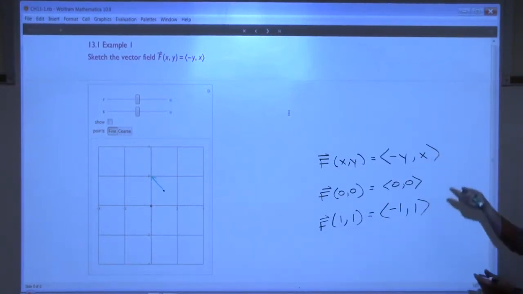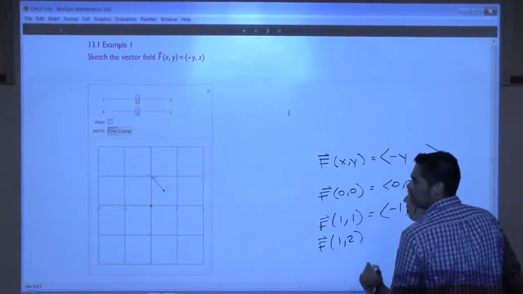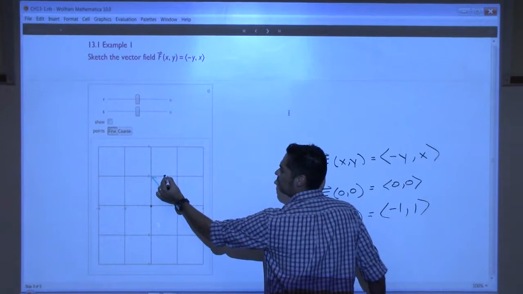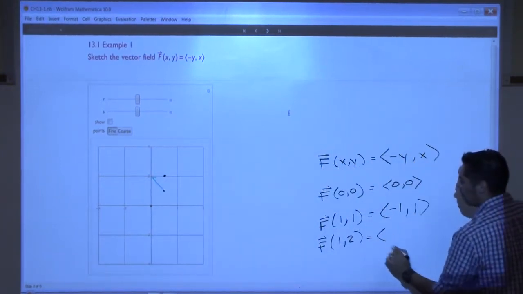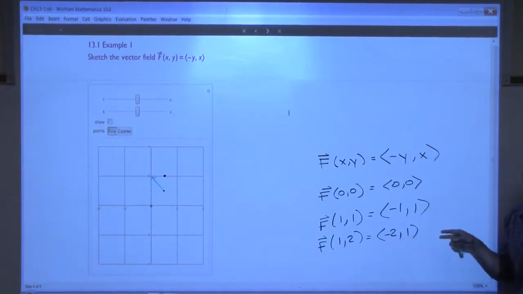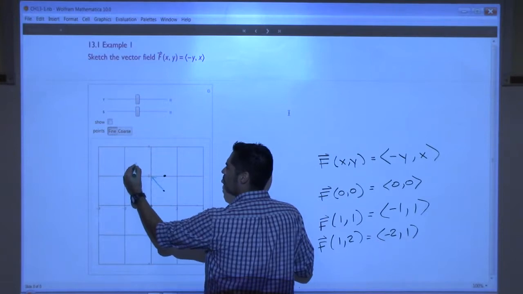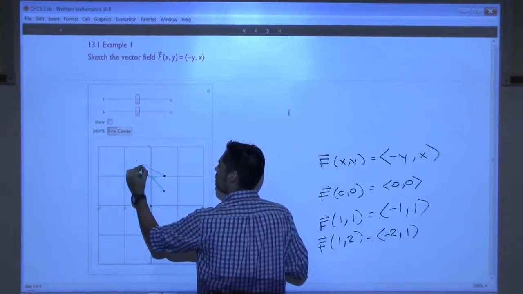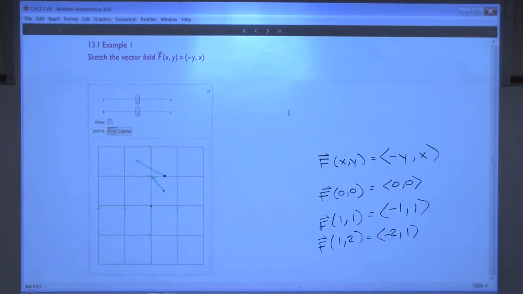Now what if I move up a little bit? Let me go to 1, 2. So now I'm right here. Let's see how the vector would change. What would it be? Negative 2, 1. So I'm going to move left 2, up 1. So this time I go left 2, which would put me at negative 1, 2, and up 1, which would put me here. So the vector should be longer, right? Understand?